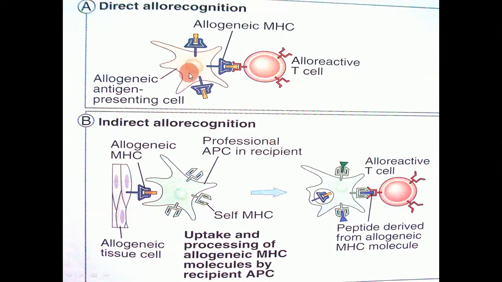So in the indirect, there is a stimulation to the dendritic cell of the patient and stimulation of the T lymphocyte, while in the direct, this is the dendritic cell of the donor, which leads to direct stimulation of the patient's T lymphocyte, while in the indirect, there is a stimulation of the patient's dendritic cell, and this leads to stimulation of the patient's T lymphocyte.